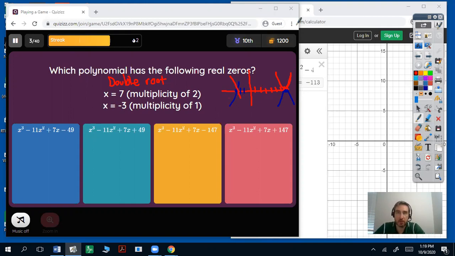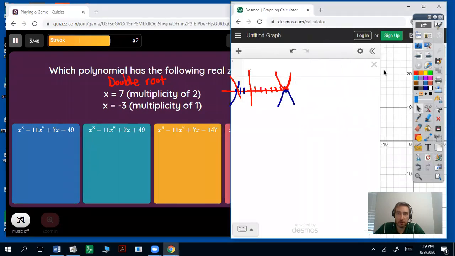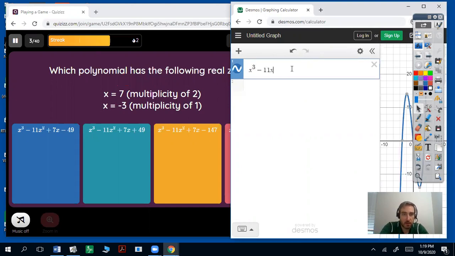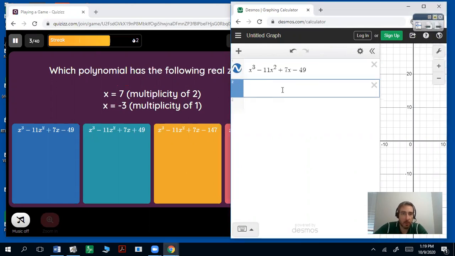Let's graph them and find out which one works the best. So we're going to do first x to the 3rd power minus 11x squared plus 7x minus 49. And let me analyze that graph. Actually, let me put all of them in here and we'll analyze them one at a time.